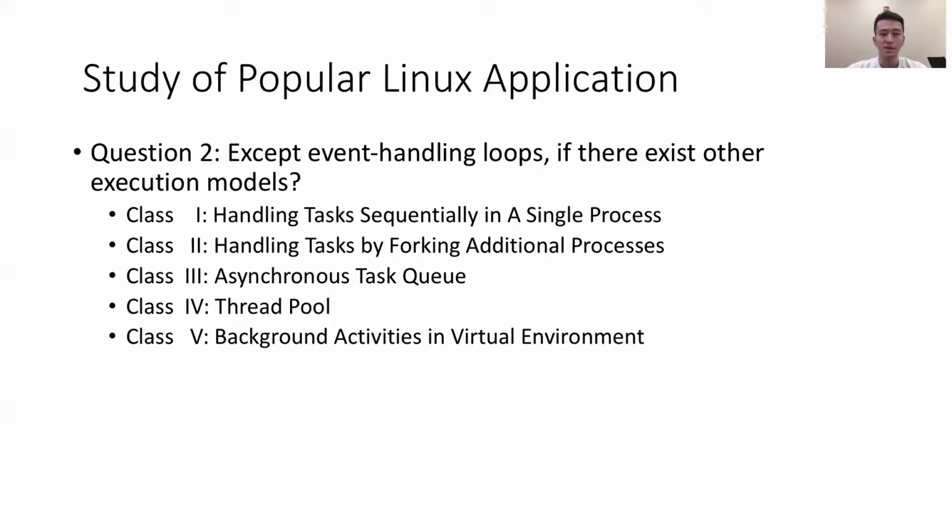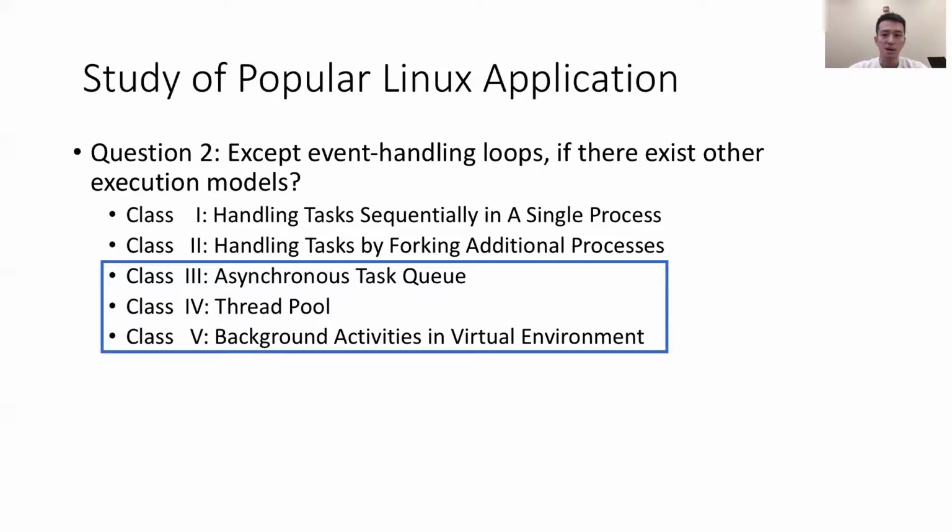After the analysis of 13 applications, we summarize 5 different execution models. Each application leverages one or several models. The third class, fourth class, and fifth class contribute to background and asynchronous behaviors, which cannot be handled by previous work.